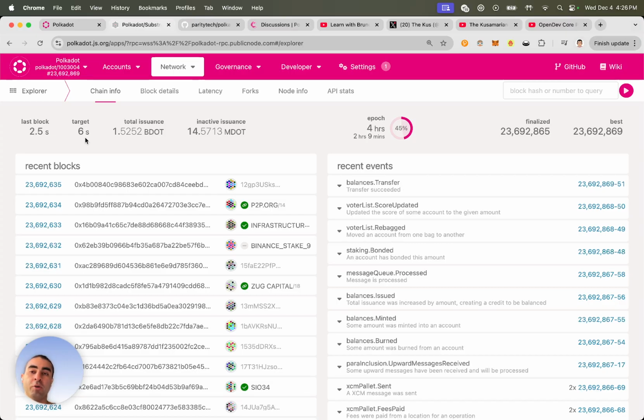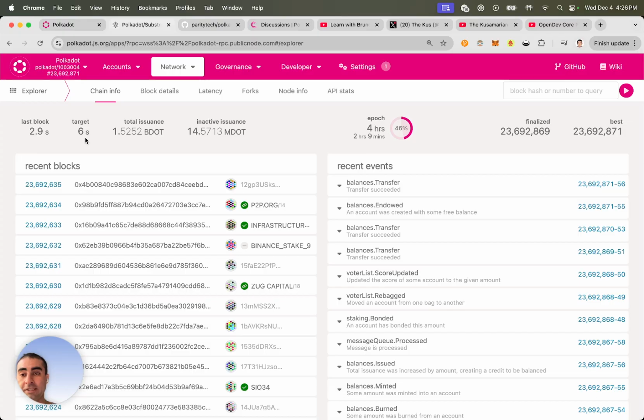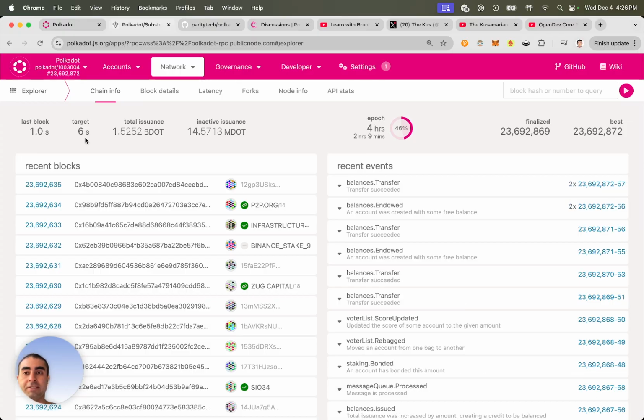I like to think of Polkadot as a world computer. And it's not the first world computer, right? Ethereum is a world computer. Polkadot's slightly different. So Polkadot is a decentralized world computer. It's a resilient supercomputer. And Polkadot has a different architecture, right?